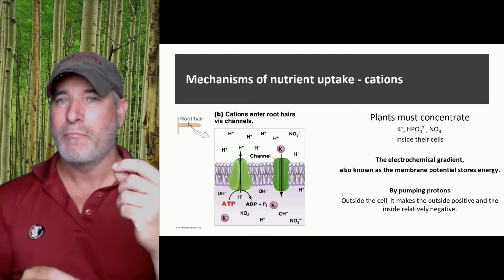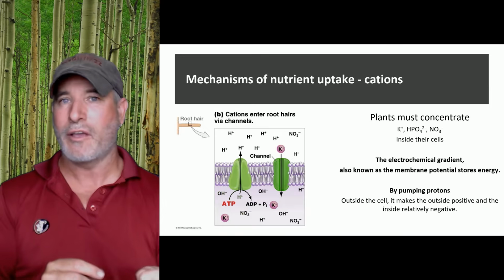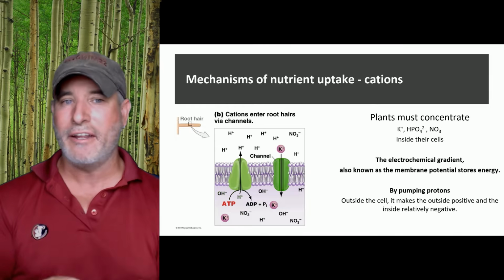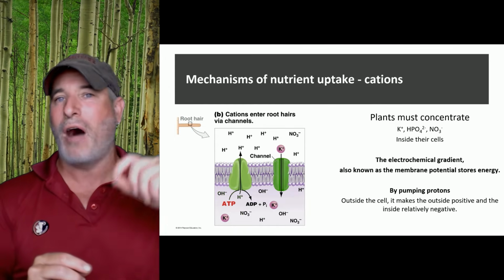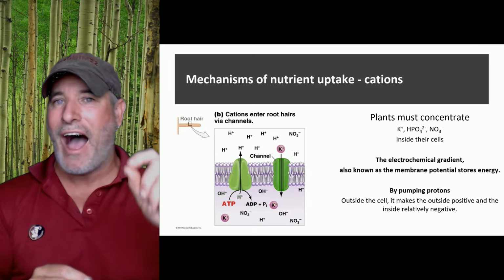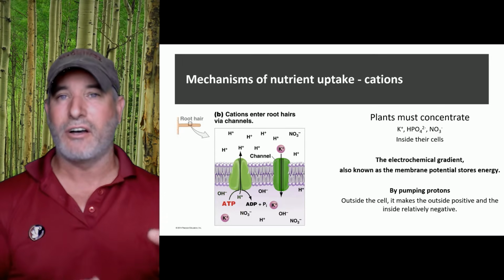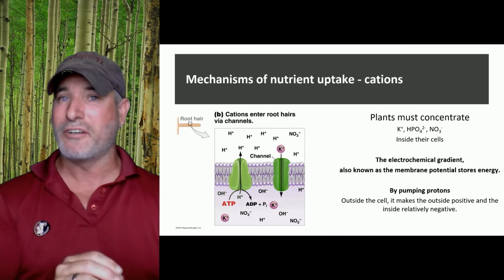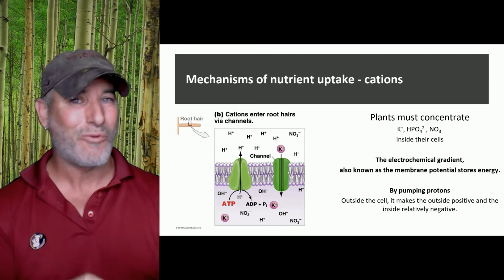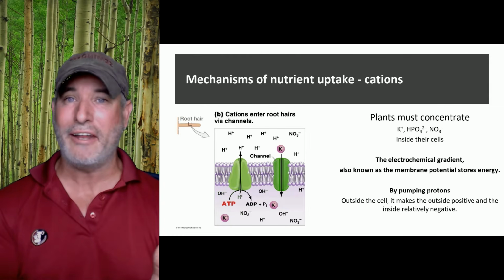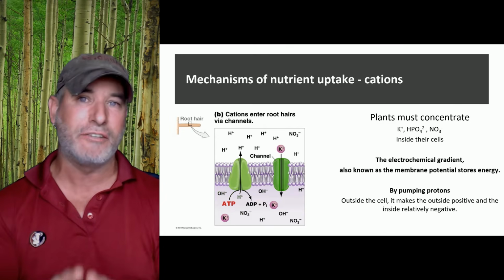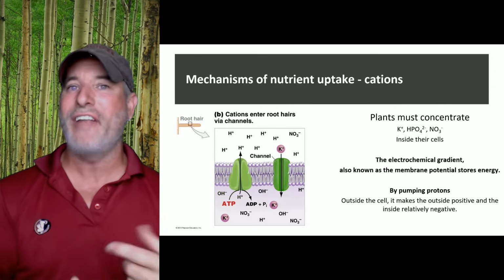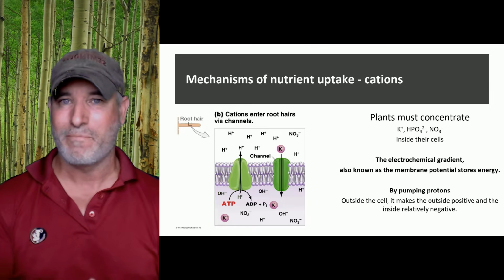If I pump protons across a membrane, I create an electrical gradient. And I create an electrical gradient because I am pumping these positively charged protons out of my cell. So the outside of my cell becomes positively charged compared to the inside, which becomes relatively negatively charged, right? So we have an electrical gradient. That means that anything that is positively charged on the outside of the cell will be attracted to the more negative charge on the inside of the cell.